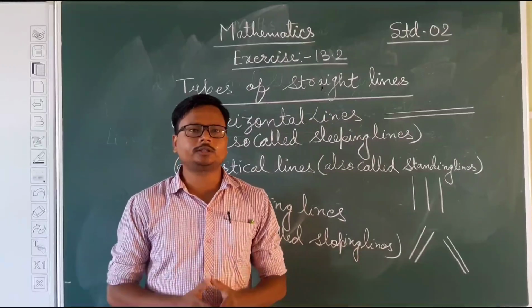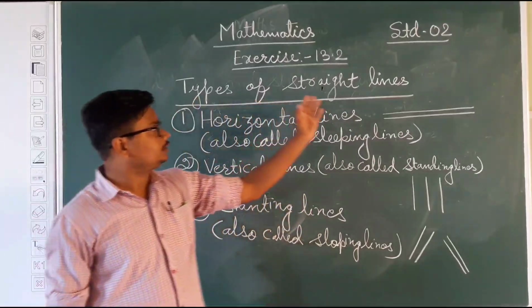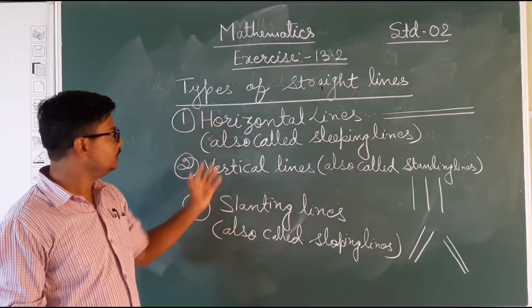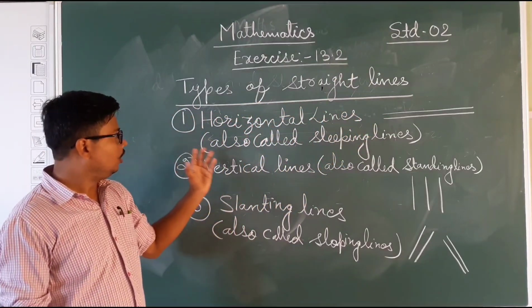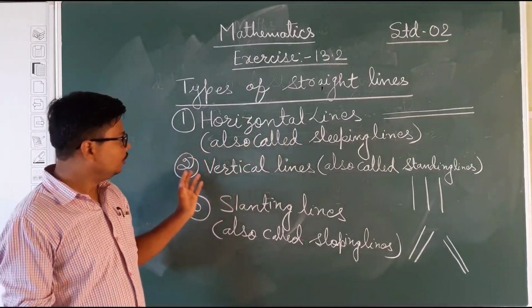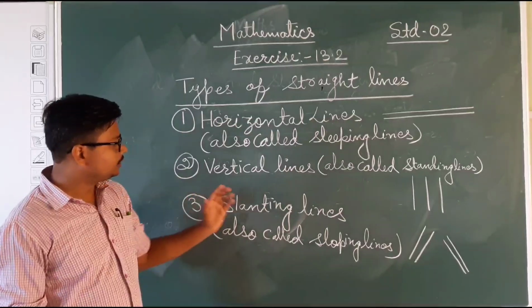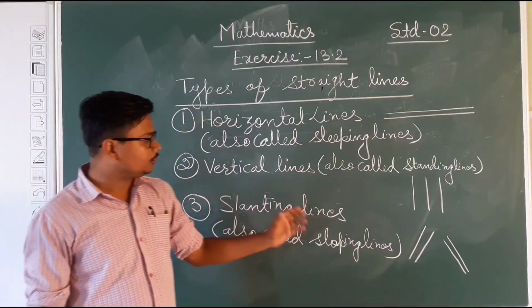Okay, students. Now let us start types of straight lines. As you can see here, there are three types of straight lines: horizontal lines, also called sleeping lines; vertical lines, also called standing lines; and slanting lines, also called sloping lines.